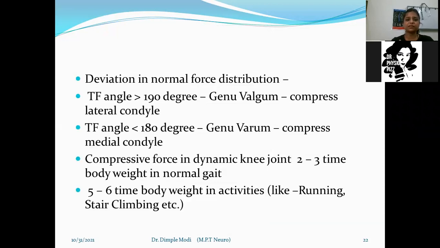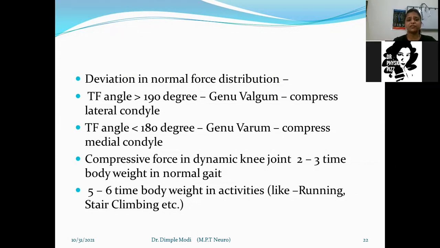If there is a deviation in the normal force distribution, if the TF angle, the angle formed between the tibia and the femur medially, increases to about 190 degrees, there occurs genu valgum, which compresses the lateral condyle. Are you able to imagine that if the angle is increased to 190 degrees, with genu valgum, the knees get locked? So compression will be more on the lateral side.